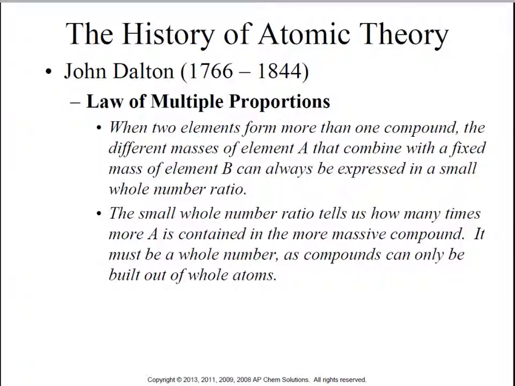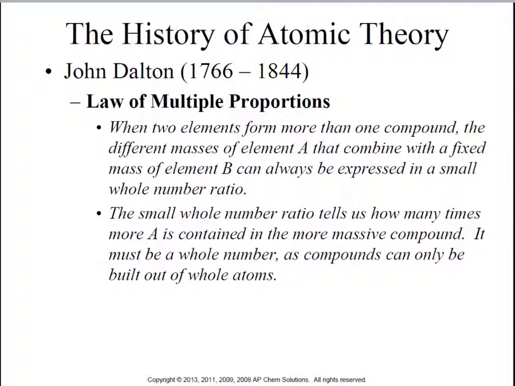Okay, so John Dalton again, who we talked about a couple of videos ago, also came up with this idea of the law of multiple proportions. So I'll try and put this simpler than it's written. When two elements form more than one compound, the different masses of element A that combine with a fixed mass of element B can also be expressed in a small whole number ratio. And the small whole number ratio tells us how many times more A is contained in the more massive compound. It must be a whole number, as compounds can only be built out of whole atoms.